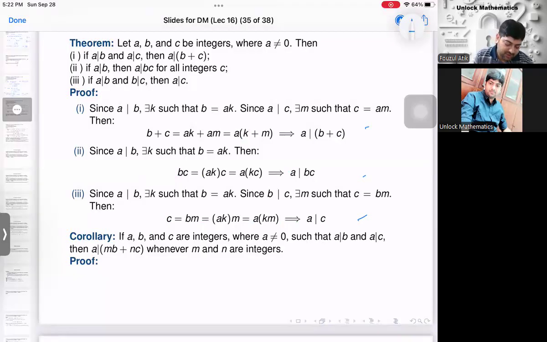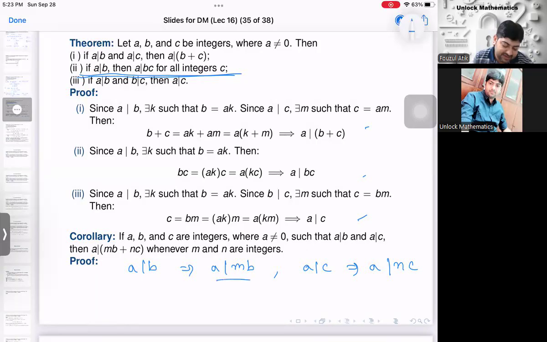How? You have a divides b. Can't you say that a divides m into b? How? From part 2 of the previous theorem: if a divides b, then a divides b into c for any integer c. Similarly, I have a divides b, therefore a divides m into b for the integer m. Similarly, I have a divides c. From this, I can say that a divides n into c from the same part 2 of the previous result.